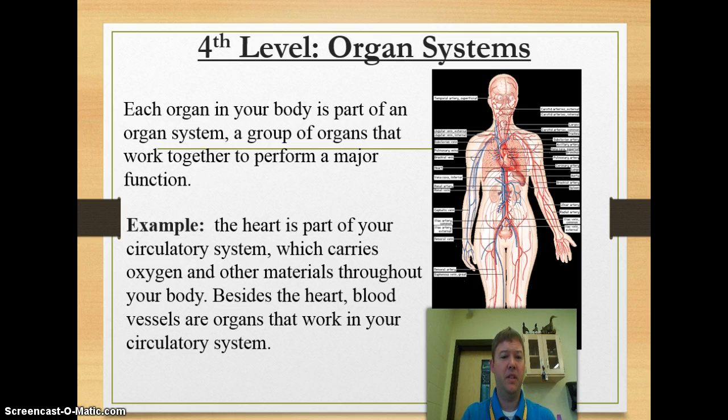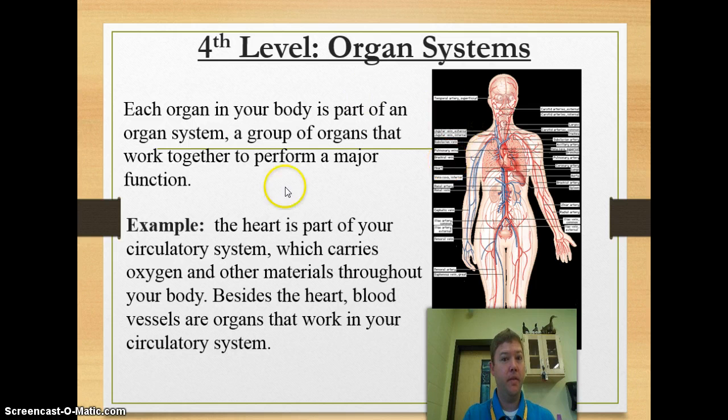We have other organ systems. For example, the circulatory system down here in our example. Your heart and your blood vessels all work together for that circulatory system. Respiratory, nervous system, muscular system, all combine to help form a specific or major function within your body. So those are organ systems.